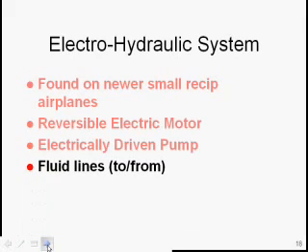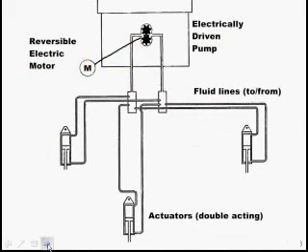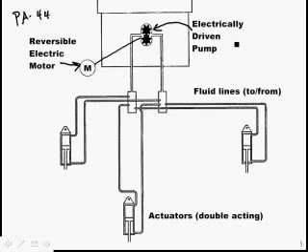And we're going to have fluid lines that allow fluid to go to and from between the pump and actuator, and we're going to have double acting actuators, and I should have a picture here. Ta-da! Now this is a portion of, I deleted a bunch of stuff, I erased it. This is a portion of the electro-hydraulic landing gear system found in a PA-44. So here is our reversible electric motor, a circle with a capital M in it. That's the electrical symbol for a motor. And of course here you can see the fact that we have a hydraulic pump.